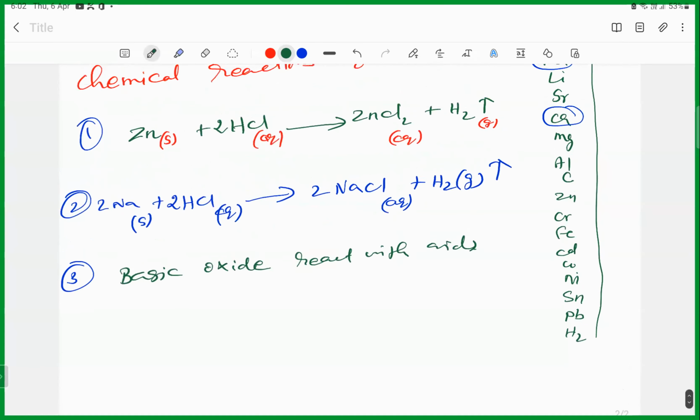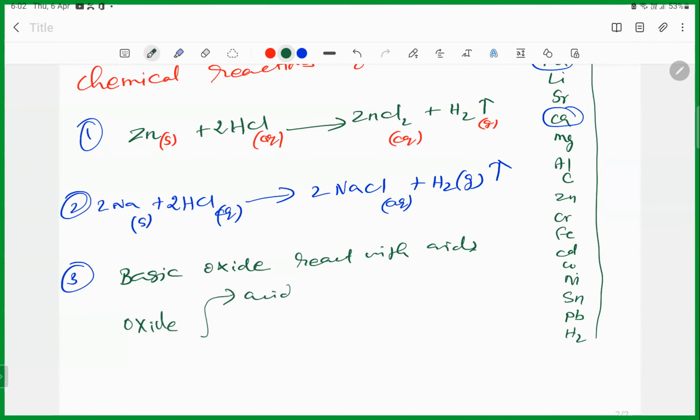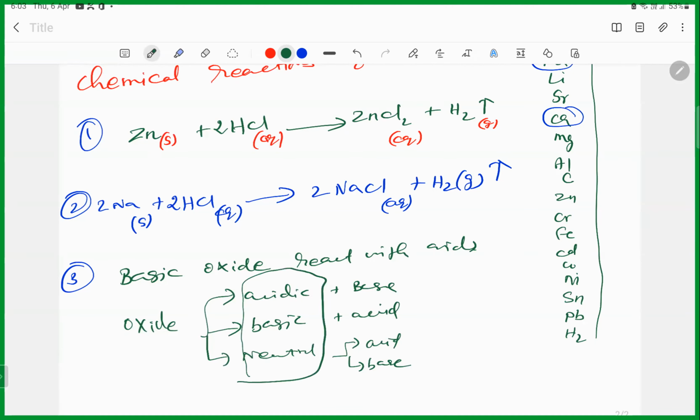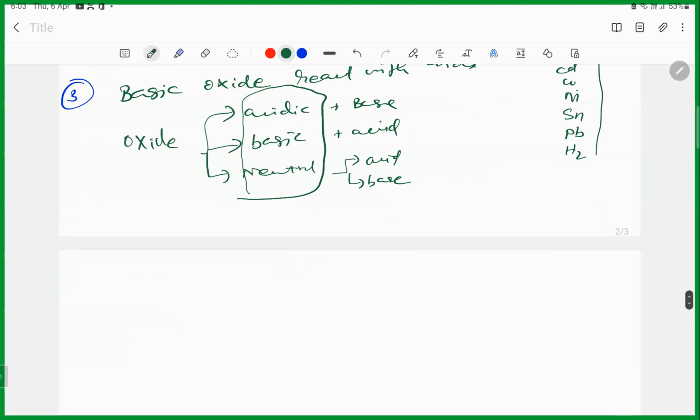So we divide oxides into 3 types: acidic oxide, basic oxide, and neutral oxide. An acidic oxide can react with a base. A basic oxide can react with an acid. A neutral oxide can react with either acid or base. That's the meaning. When you put the oxide in water, it gives acidic, basic, or neutral nature. Are you able to understand? Students are able to understand?